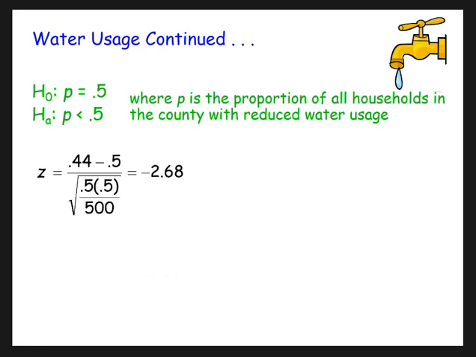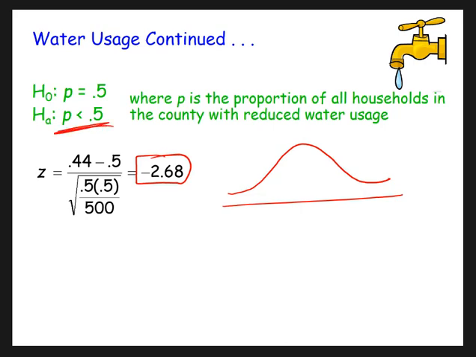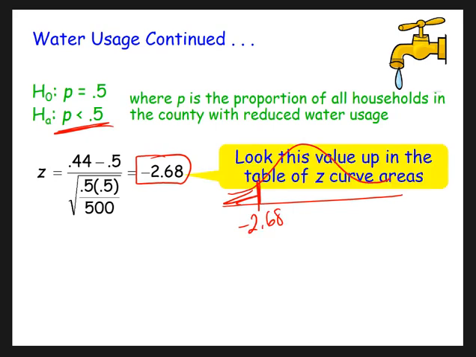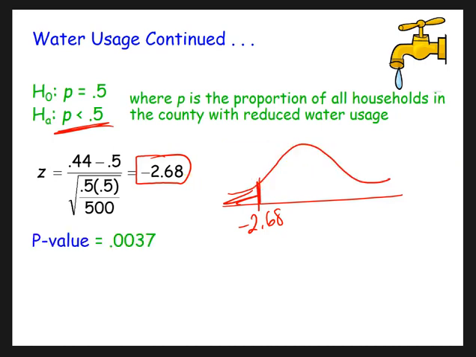So we need our test statistic. 0.44 minus 0.5 divided by our standard error gives a test statistic of negative 2.68. On our bell curve, the alternative hypothesis is less than as well, so all we're looking for is the probability of being less than that negative 2.68. We look that up in our z-curves, and that probability is 0.0037.